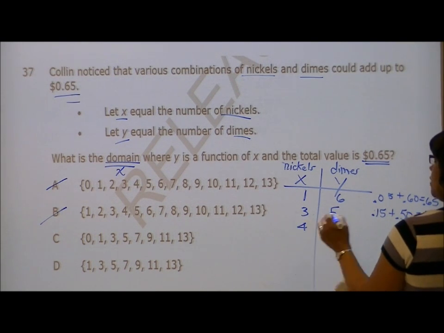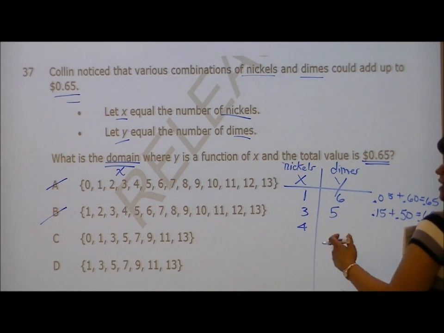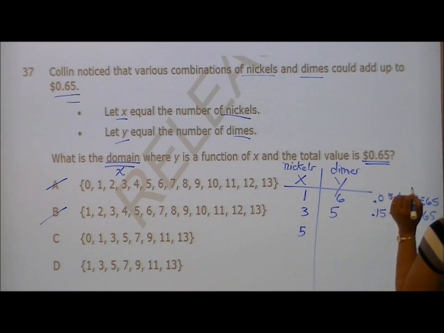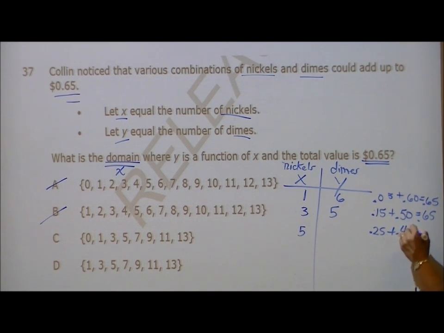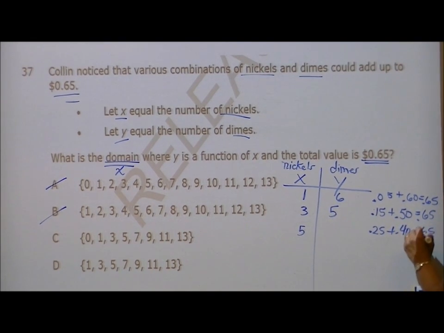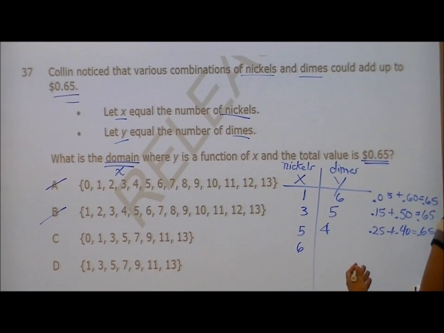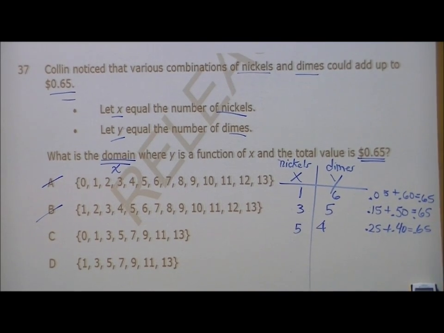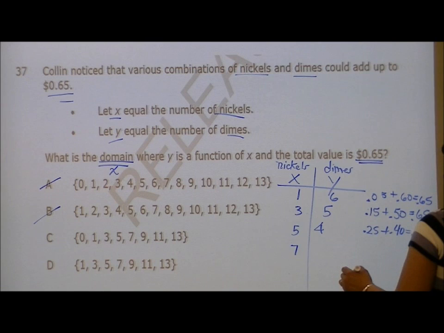Then you go to 4, well, that's going to give you 20 cents. You can't add 20 to any dimes to get 65, so 4 is not a good one. So we move on to 5. If you have 5 nickels, you have 25 cents. If you have 25 cents, it takes 40 cents more to get to 65. So that means you need 4 dimes. 6 is not going to work either because that's going to give you an even number that ends in a 0, which means you're not going to get a number that ends in a 5 when you add it to 10. So you move on to 7.